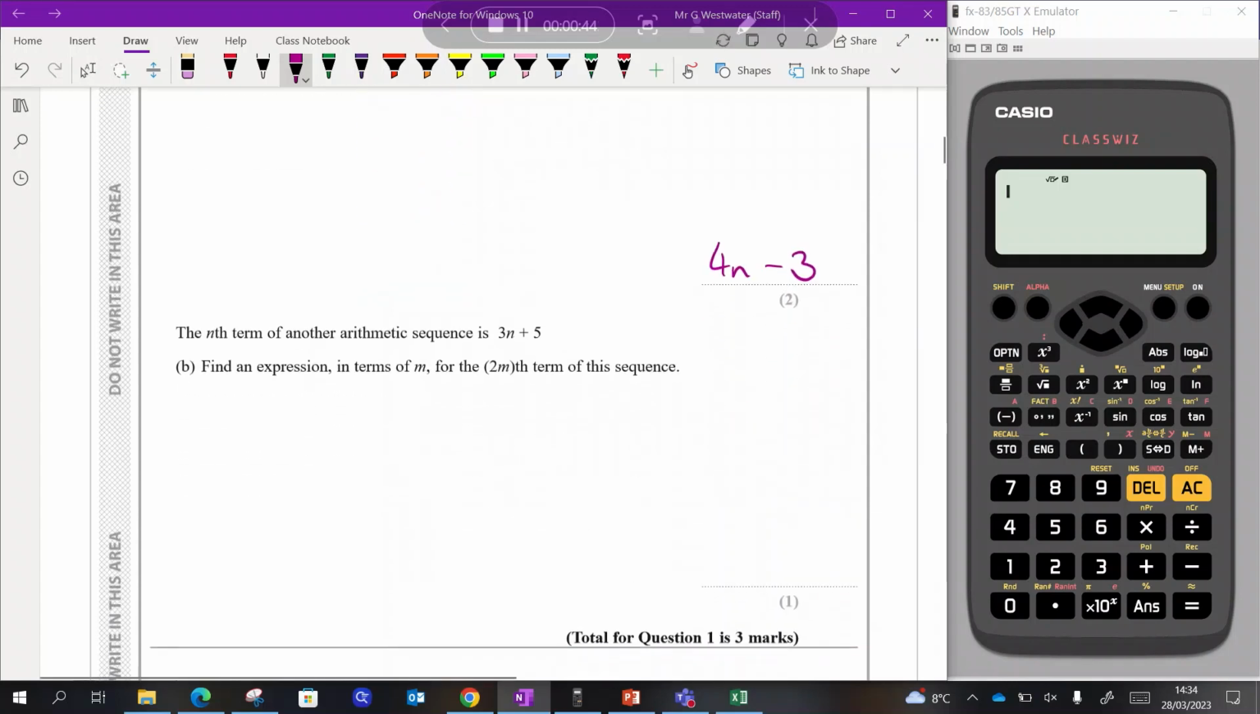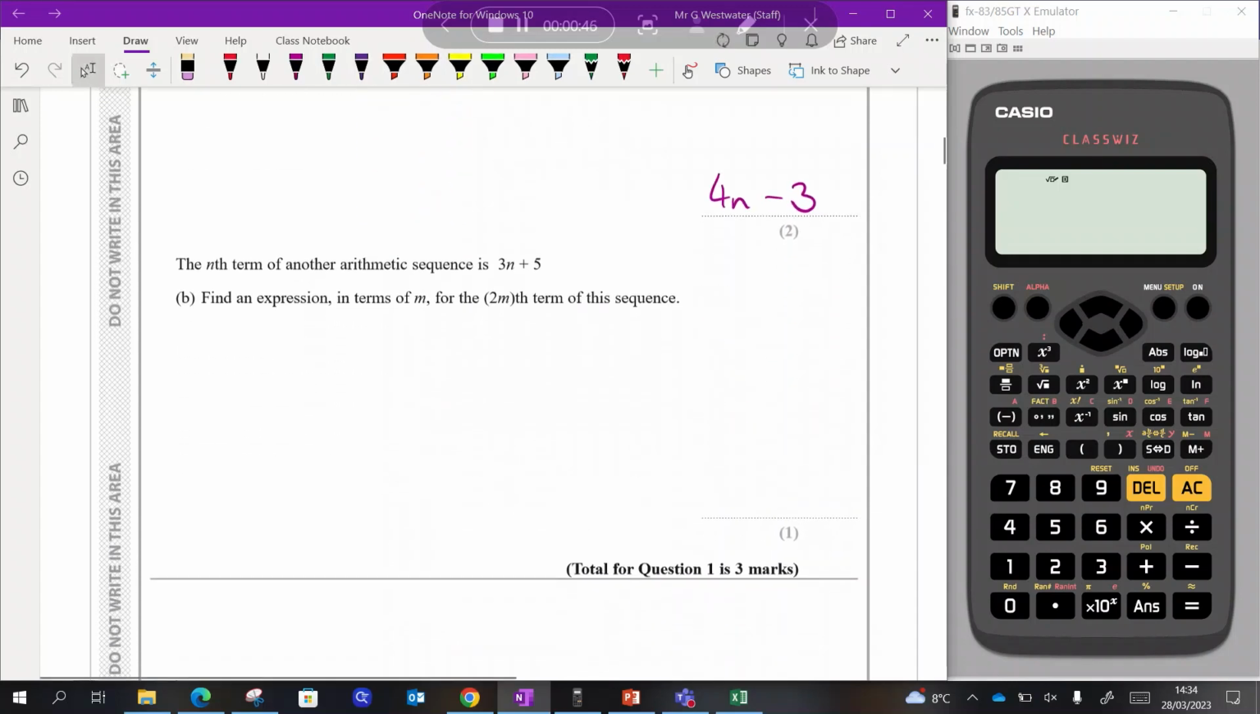Okay, and the nth term of another arithmetic sequence is 3n plus 5. So if I'm finding the first term, I would be substituting 1 where n is. If I'm finding the second term, I'm substituting 2 where n is. And if I'm finding the 2nth term, I am going to be substituting in 2m where that n is. Okay, so 3 times 2m is 6m, and then we still have that plus 5 afterwards.